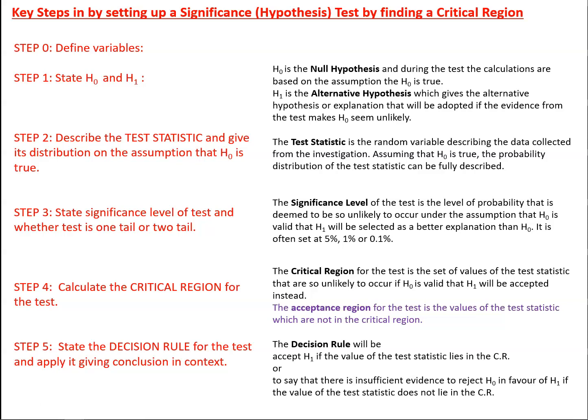The decision rule then is to accept the alternative hypothesis if the value of the test statistic lies in the critical region, and if the test statistic does not lie in the critical region, then we should conclude there is insufficient evidence to reject the null hypothesis in favour of the alternative hypothesis.